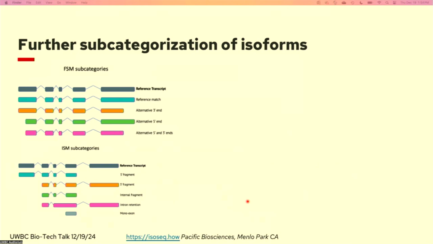We can also further subcategorize all these reads. And so these are the full splice and incomplete splice subcategories. They're alternative 3' processing, 5' processing, or both. And then the different types of fragments.